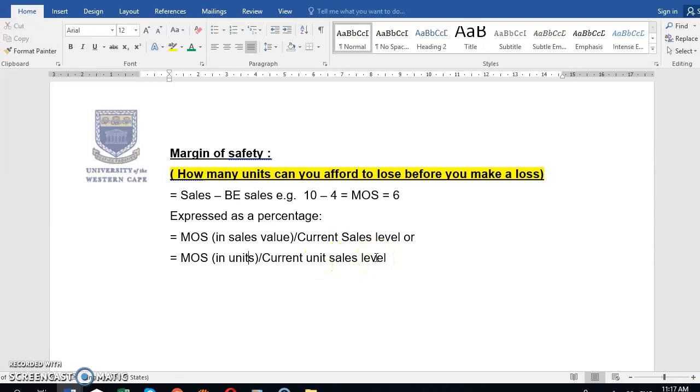The concept is how many units you can afford to lose before you make a loss. Practically, you want the margin of safety to be as high as possible. The higher the margin of safety, the more viable a business is, and the more it indicates how well the business is performing. If the margin of safety is small, anything can happen and they might be in a loss-making position. But if the margin of safety is big, they are more flexible for changes in the economy, before they're in a position where they can't make enough sales to cover their expenses. So that's the concept of margin of safety.